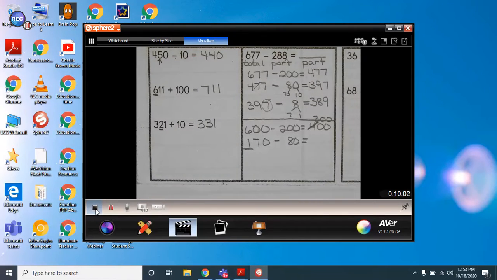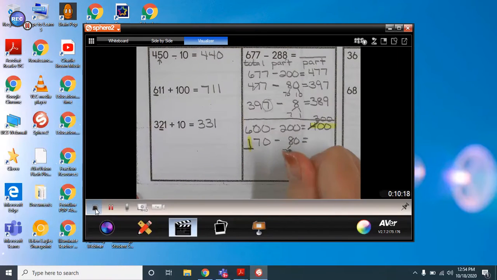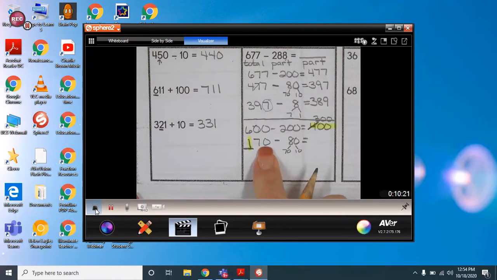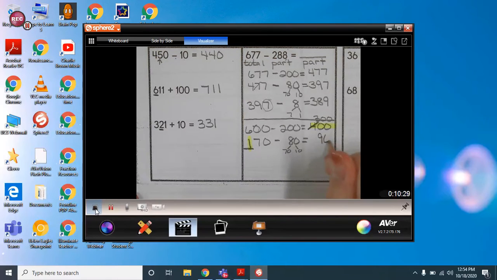So basically what I'm doing is taking 100 from here and regrouping it there. And now I'm going to go ahead and subtract. If you know anything about 80, it's 70 and 10. We can subtract this 70 right here, which would leave us with 100, and then subtract one more 10, which would leave us with 90. Now, to check our subtraction, we can add 90 plus 80, which should give us 170.